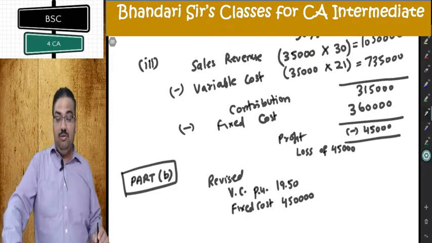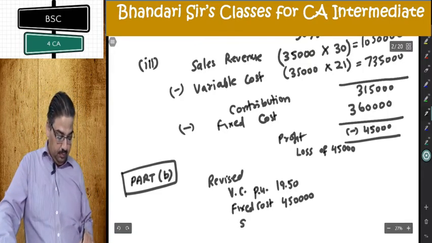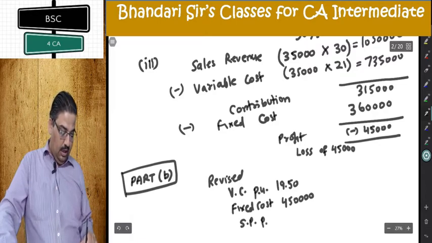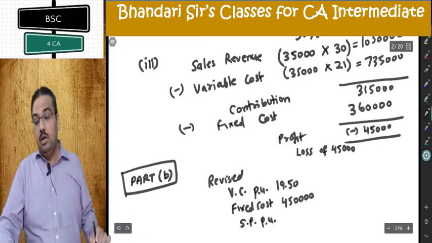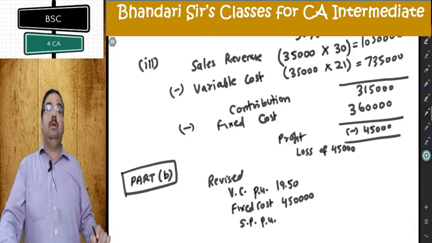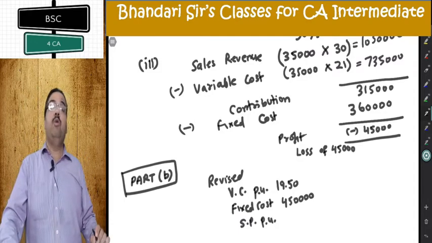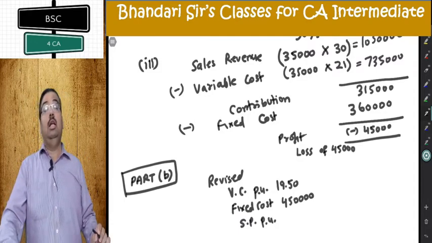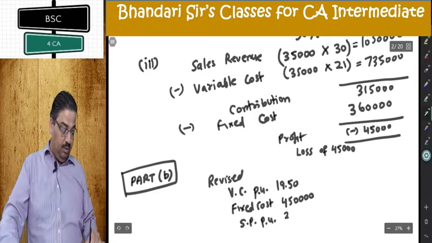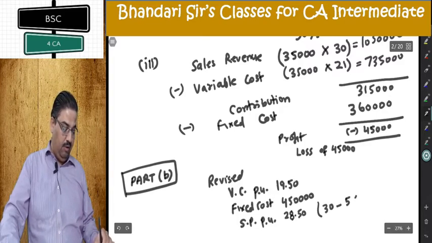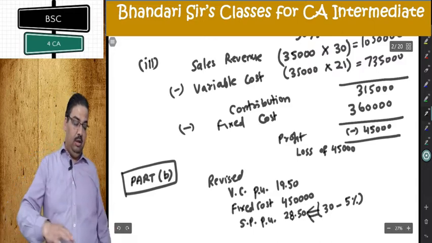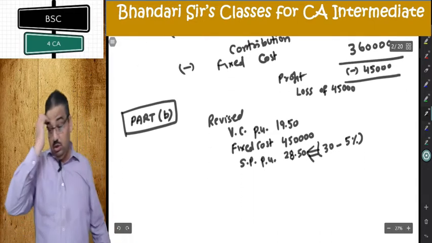Reduction in selling price, 5% proposed. Selling price per unit reduces by 5%. 5% means rupee 1.50, 30 into 5%. 1.50 is reduced, means revised will be 28.50. This is 30 minus 5% of that. That makes 28.50.